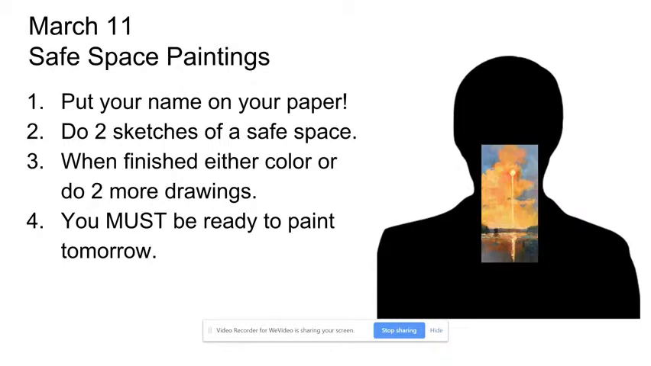By the end of class, you're going to have your name on your sketch paper. You're going to have done at least 2 sketches of your safe space. And when you're finished, you either can start coloring that or you can do a couple more sketches. You need to be working the entire class period, and you must be ready to paint tomorrow knowing what you're going to do.